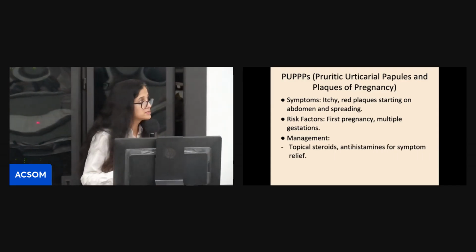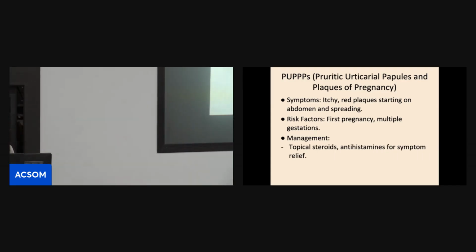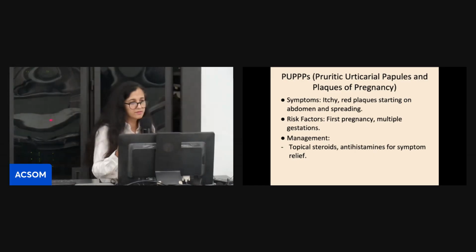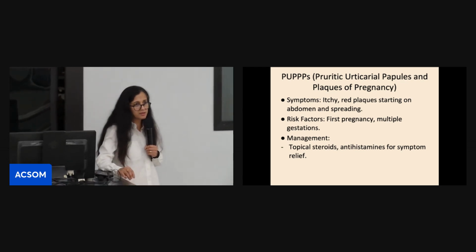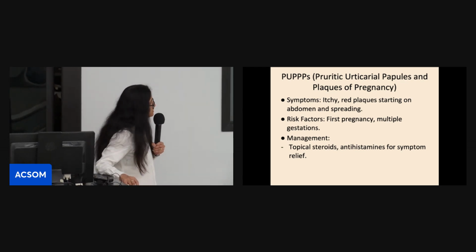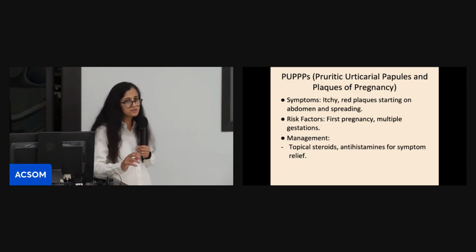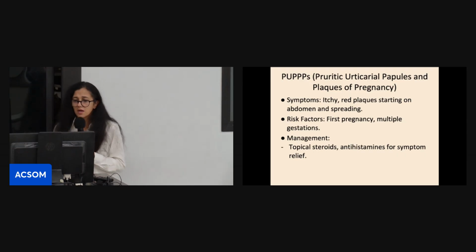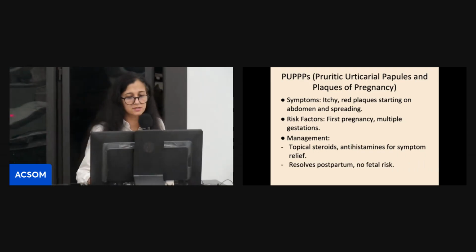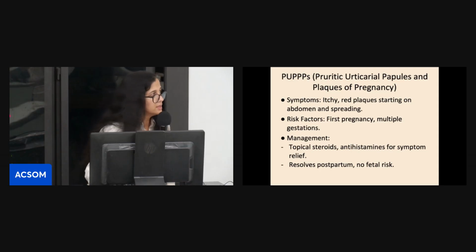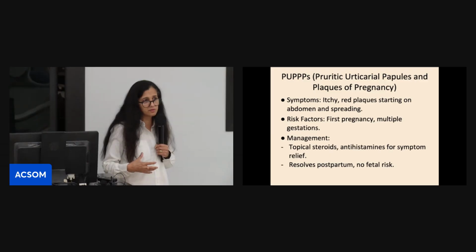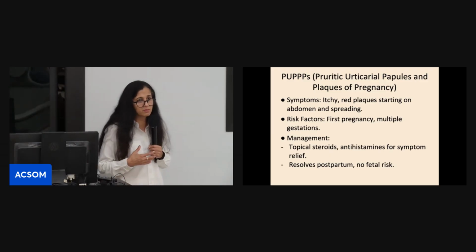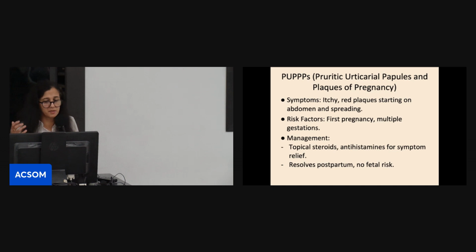Your management is topical steroids and antihistamines for symptom relief. And really, the thing is differentiating, because these are only two of many different dermatological conditions that can happen in a pregnant person, but some of the main ones that you might see are ICP and PUPPs. They both have some risk, but obviously ICP has more risk for stillbirth. That's why delivery is required. Usually PUPPs resolves postpartum and there's no fetal risk, but it can be really, really uncomfortable for the pregnant person, so management with topical creams is super important. This talk is making me itchy.